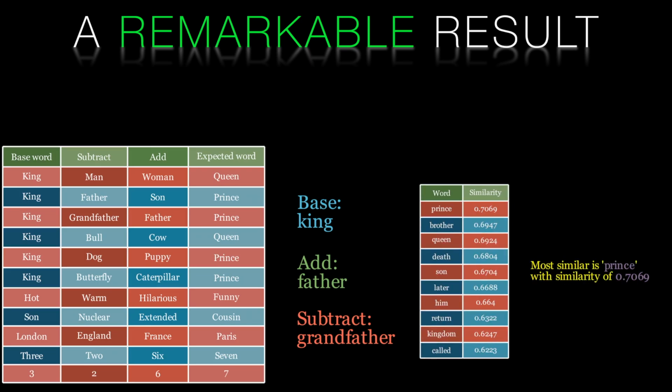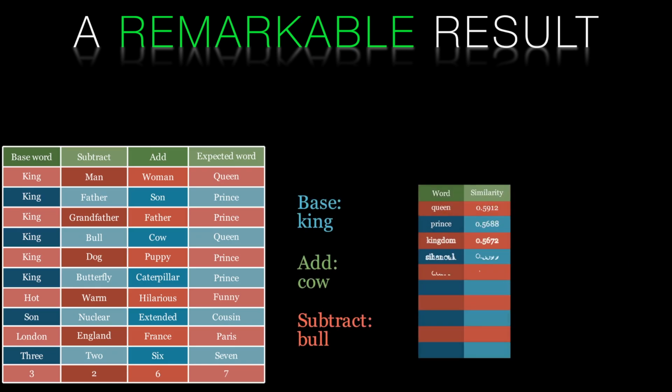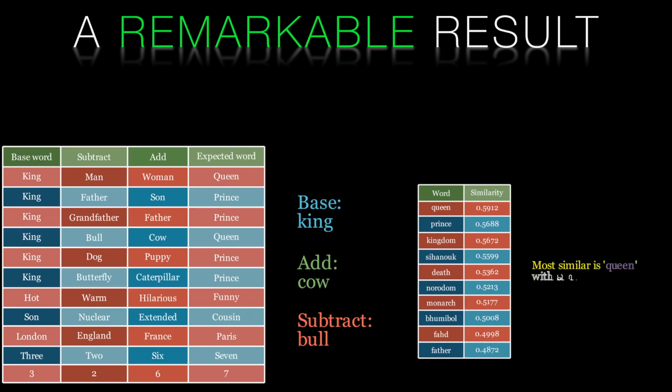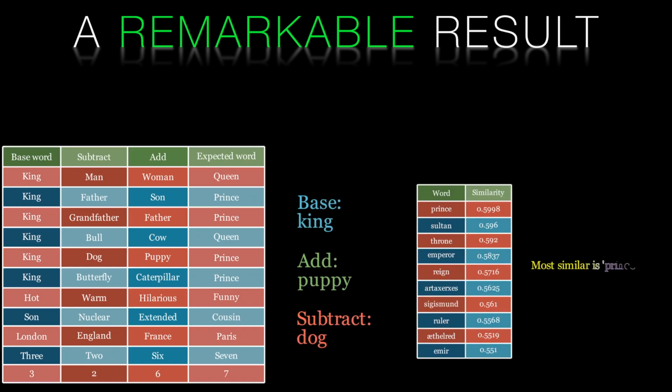If we then look at animal relationships and subtract the masculine bull from king and add the feminine cow, we get the expected word queen, but with a lower similarity score than when we subtracted man and added woman. This is repeated when we add puppy and subtract dog. We get the expected word prince, though again with a lower similarity score. And with other words, some of which look like the names of Saxon kings, also quite close in similarity.